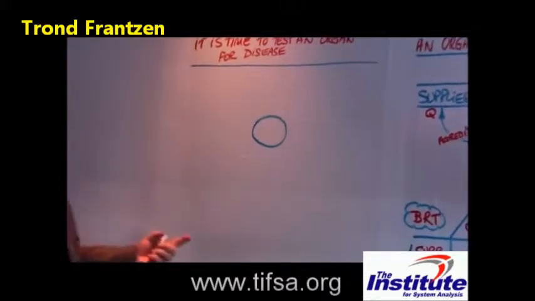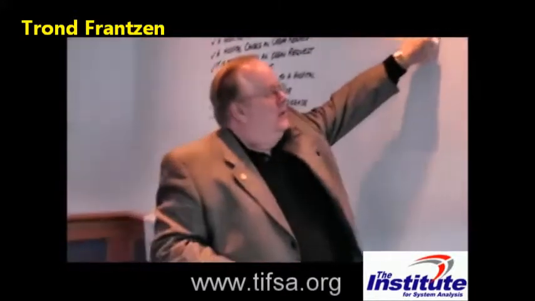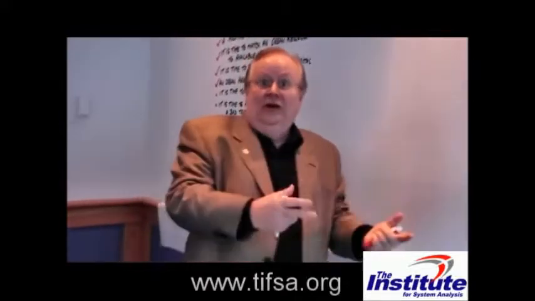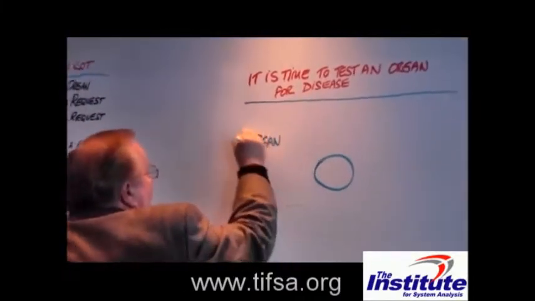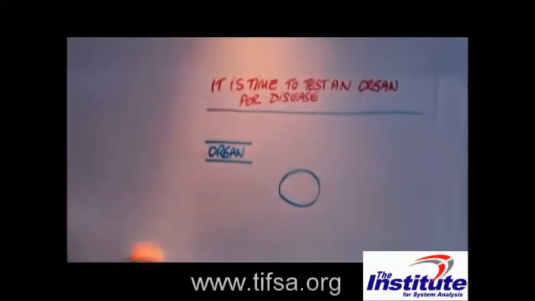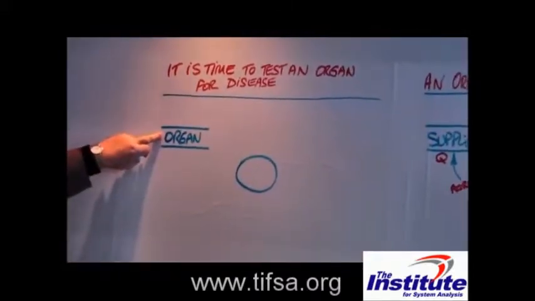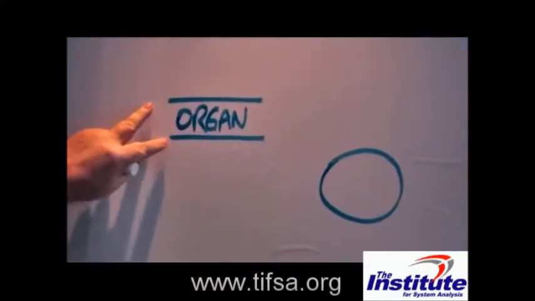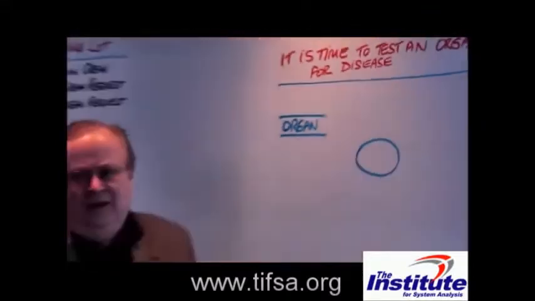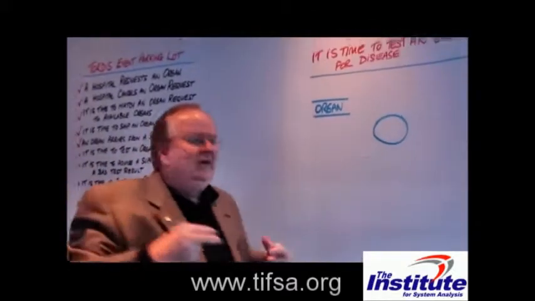The first question, of course, is how do we know that it's time to test an organ for disease? Well, we know it's time to test an organ for disease because we have an organ that hasn't yet been tested. So I'm going to put the organ here. And of course, that single name there represents all the different organs. There can be many, many instances or occurrences of this thing we call an organ. All the different organs are represented by that, but we only deal with one at a time so as we can fit it in here. We can't deal with a whole bunch at a time.